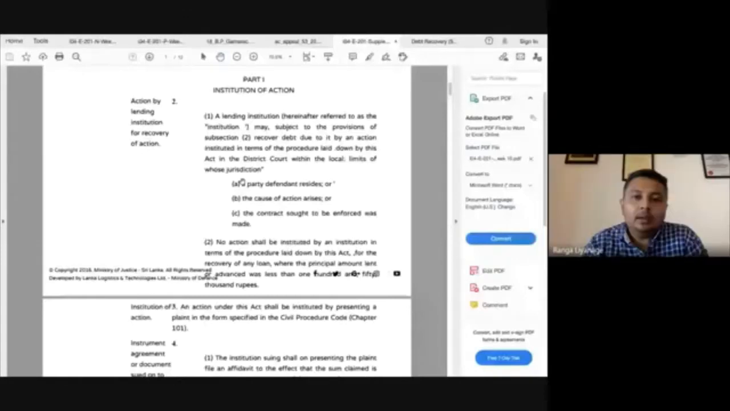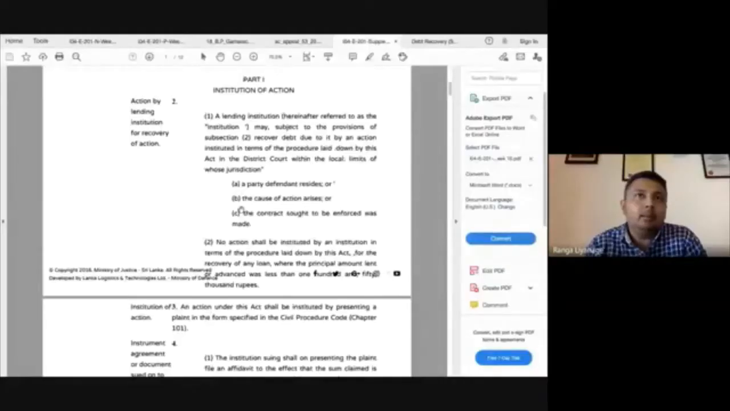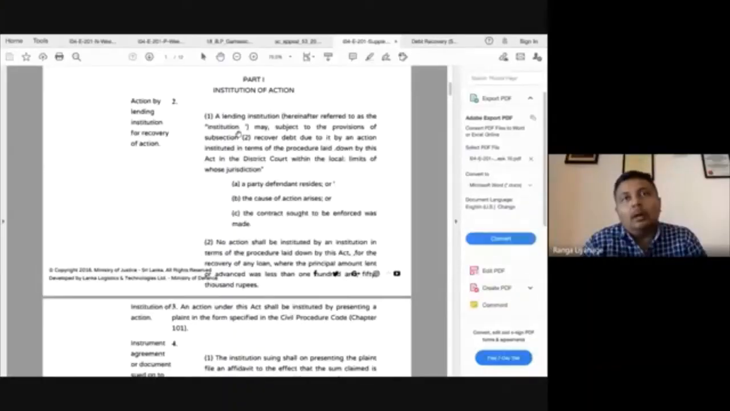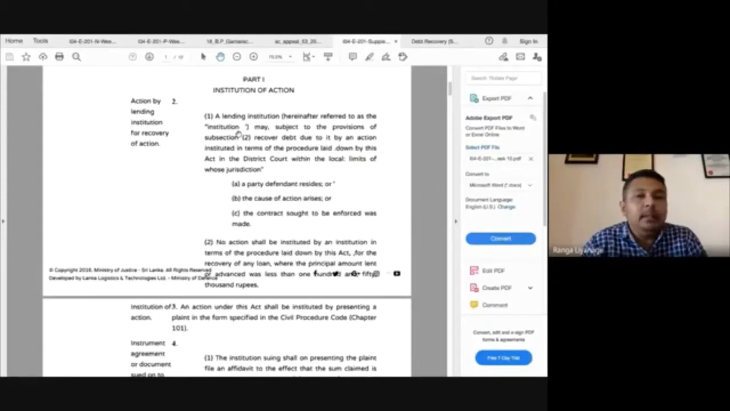Right, for A, B, and C, despite that, if it is in Colombo, you have to go to the commercial high court and district court. However, note this down: under the Debt Recovery Act, irrespective of the amount of the loan or the amount disputed or the case value, whether it's 5 million, 10 million, 25 million, 30 million, 50 million, if you are instituting action under the debt recovery law, you have to file the action in the district court, not the commercial high court.